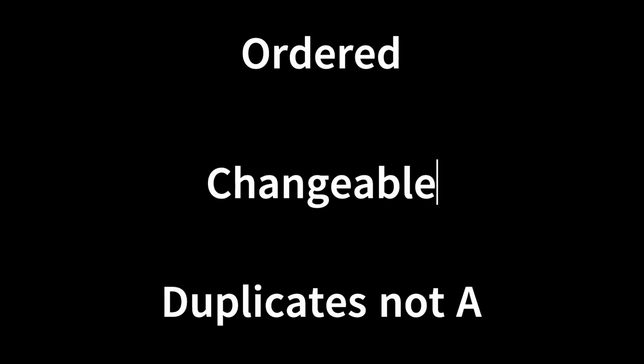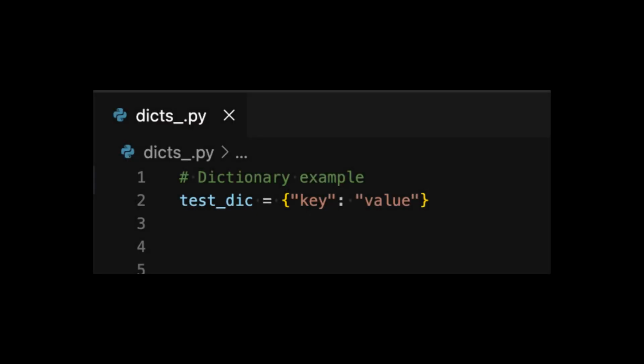In today's video, we will learn about dictionaries in the Python programming language. A dictionary is used to store data in key and value pairs. It's a collection which is ordered, changeable, and doesn't allow duplicate values. Dictionaries are written with curly brackets and have keys and values as shown.